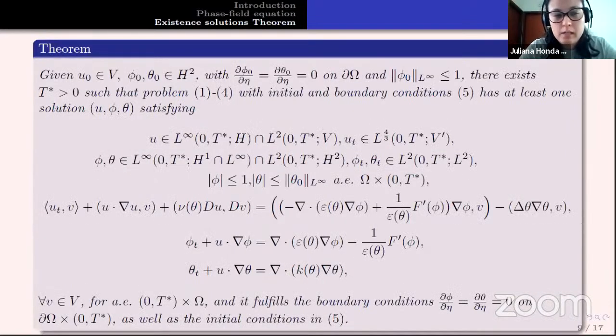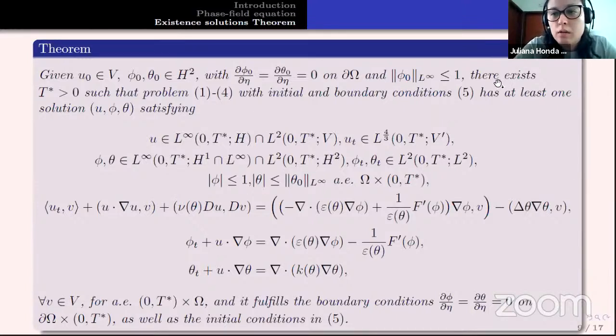Okay, so now we can discuss the theorem about the existence of solution for our system. As I mentioned before, to guarantee the existence of solution, we need to derive higher order estimates. Because of this, we need to suppose that U0 belongs to this space, and that phi0 and theta0 are H2 functions with those compatibility conditions here. So we need to impose more regularity on the initial conditions, and suppose that this norm is less than or equal to 1 to guarantee the maximum principle for phi.